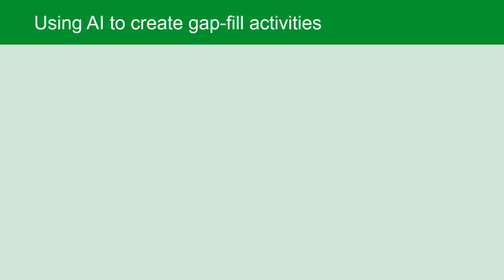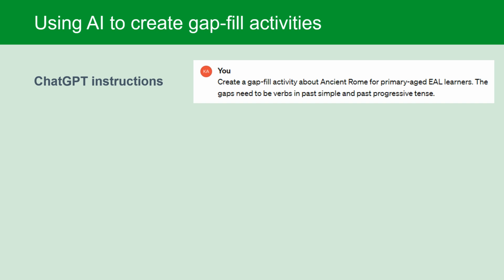Don't forget that we can use AI to help us save time creating some of the activities. One of the activities we just suggested was a gap fill. Let's see how we could create such a gap fill activity with the aid of ChatGPT to support the learning of past simple and past progressive tenses. First, let's give ChatGPT a prompt. Create a gap fill activity about ancient Rome for primary aged EAL learners. The gaps need to be verbs in past simple and past progressive tense. The result is this.